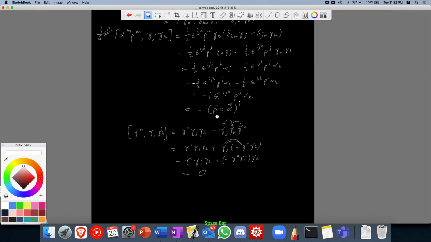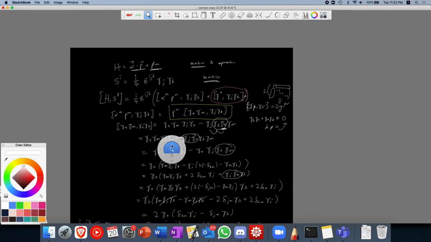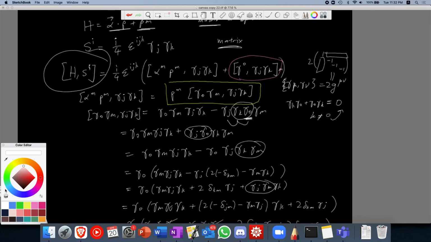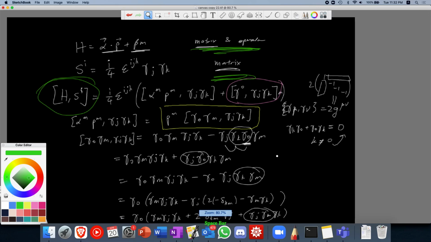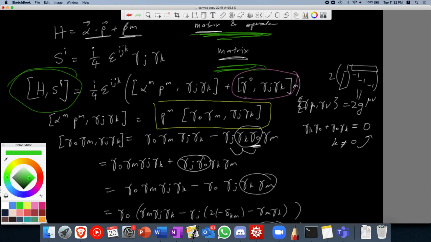So what we have shown in fact is that the commutator of the Hamiltonian with the spin consists of the commutator of a matrix and operator with a matrix. Well, the operator just factors out as a constant because it's not involved in the commutator. Then we have two parts. Turns out this one is just 0. Okay, so we are concerned with this part.